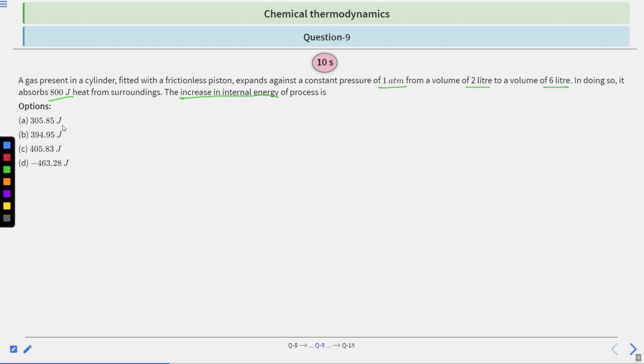So the options are 305.85 joule, 394.95 joule, 405.83 joule, or minus 463.28 joule. You have 10 seconds to solve this question. After that, we will see the answer.